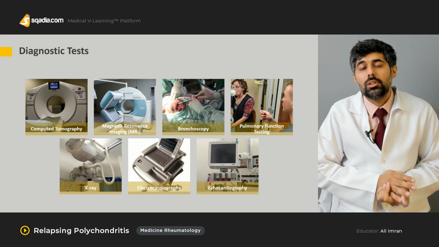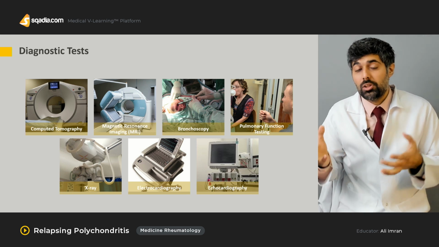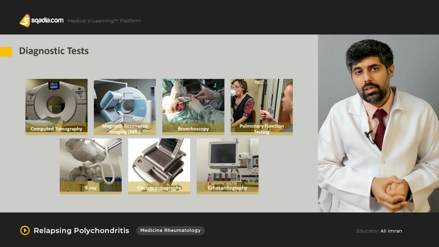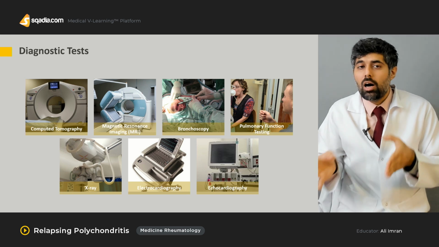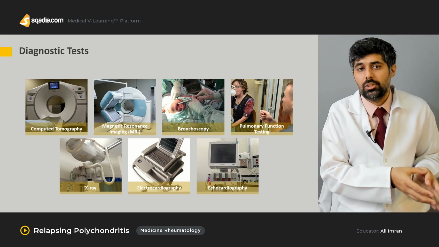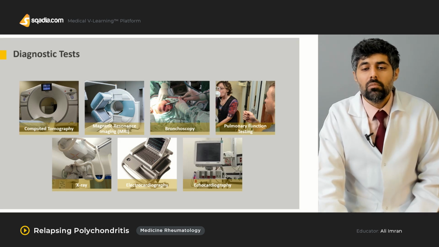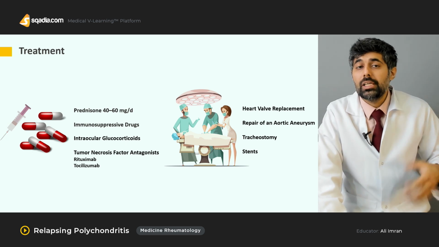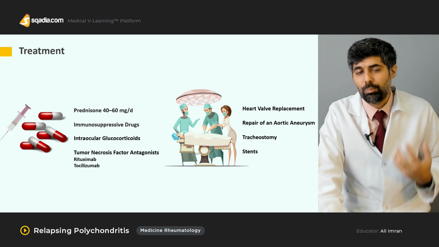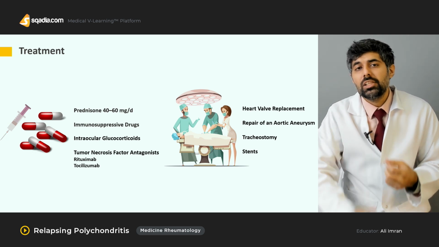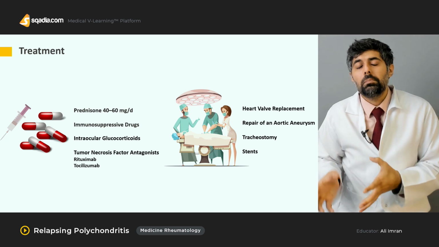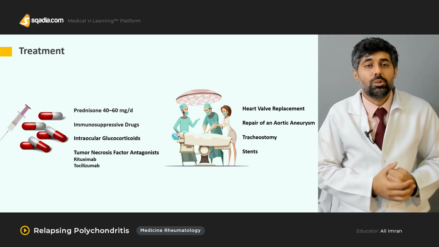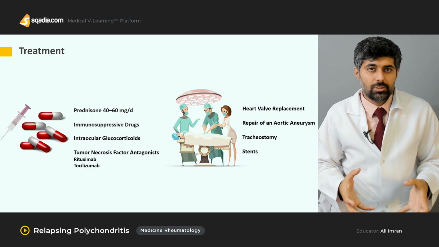We also study plain x-rays and why they can be even important, to the ECG and the echocardiography, and how different tests are for various different manifestations. We'll study all of these along with the treatment of polychondritis. Now, we will not only study the drug or the medicinal treatment of polychondritis, but we'll also study the surgical component that may accompany these medical treatments, from the heart replacement to tracheostomy to the importance of stents.